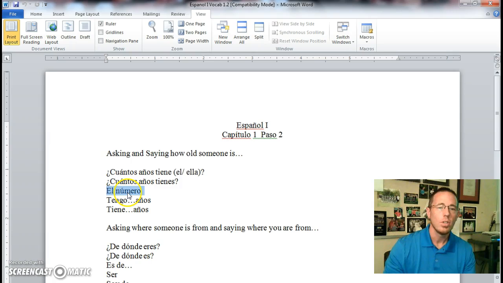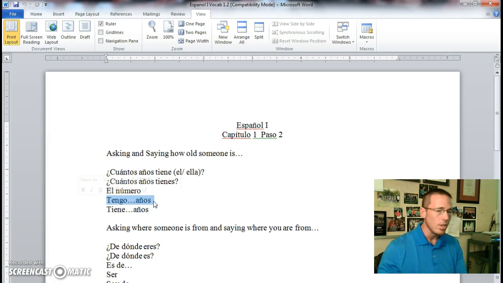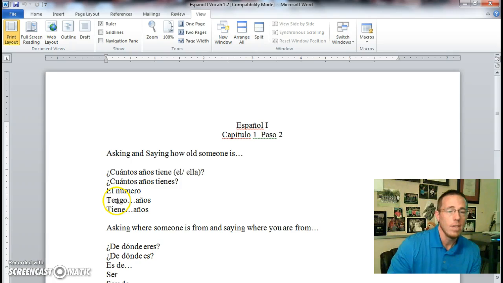El número is just the word for number. The number. Tengo años isn't really one phrase altogether. The three little dots here denote that there should be a number in there. Like, for example, I'm 41 years old, so I would say tengo 41 años. If you want to say, for example, she's 10 years old, you'd say ella tiene 10 años. If I wanted to, for example, say I am 15 years old, I'd say tengo 15 años. I have 15 years. She has 10 years, and so on and so forth.